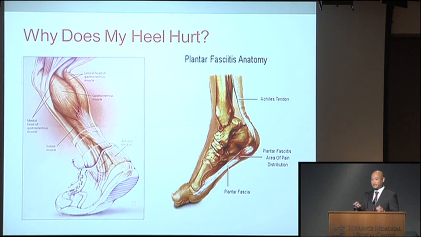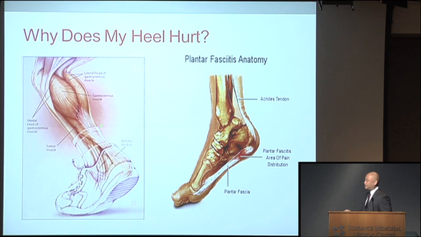So moving on in terms of more common problems that we see, we'll talk about 4, and I see heel pain a lot in my office, and I see a lot of patients with this problem. And to understand why my heel hurts, you kind of have to understand the anatomy of it. And part of the problem is the calf muscle.